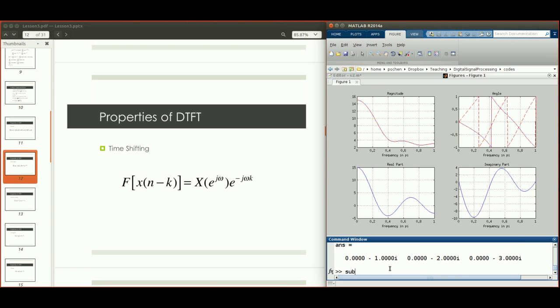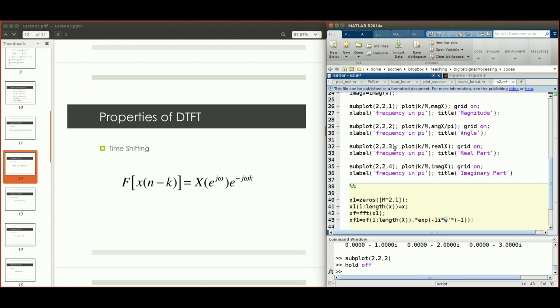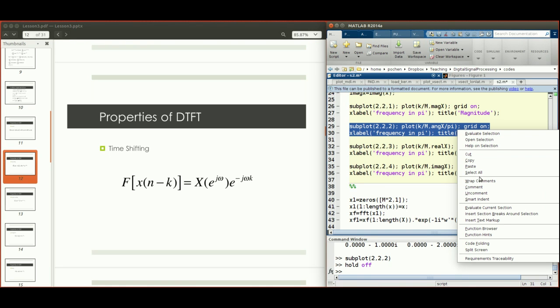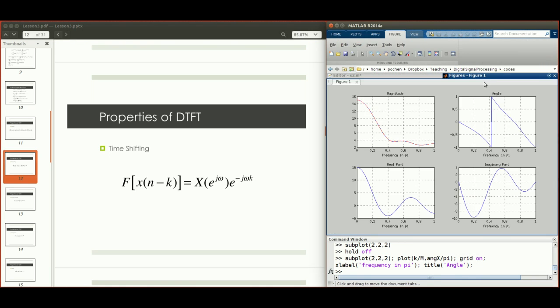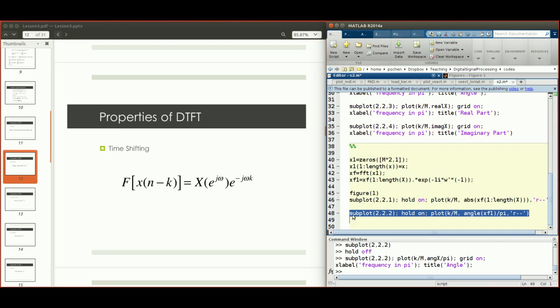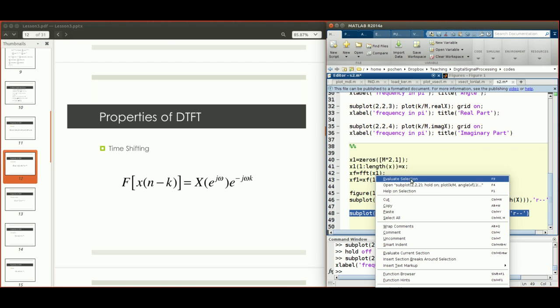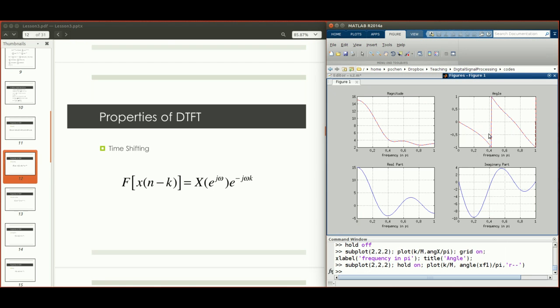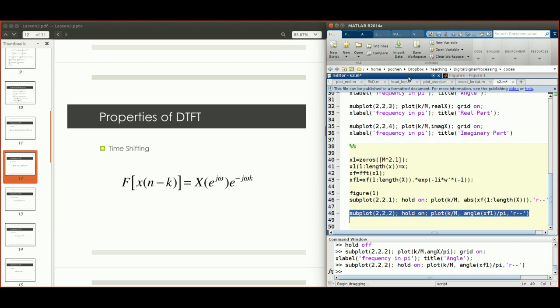So subplot 2, 2, 2, right? Let's hold off, and then let me replot this one. So that's the phase angle of my big X sequence, right? And then now let's plot the phase angle of our FFT sequence. Now they are actually exactly the same, right?